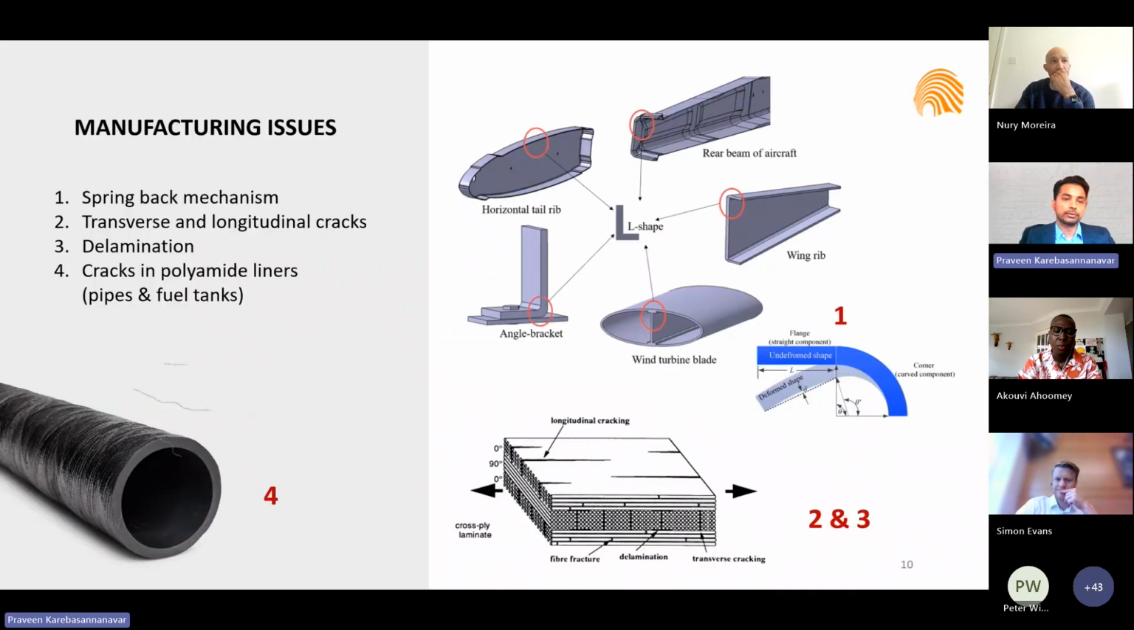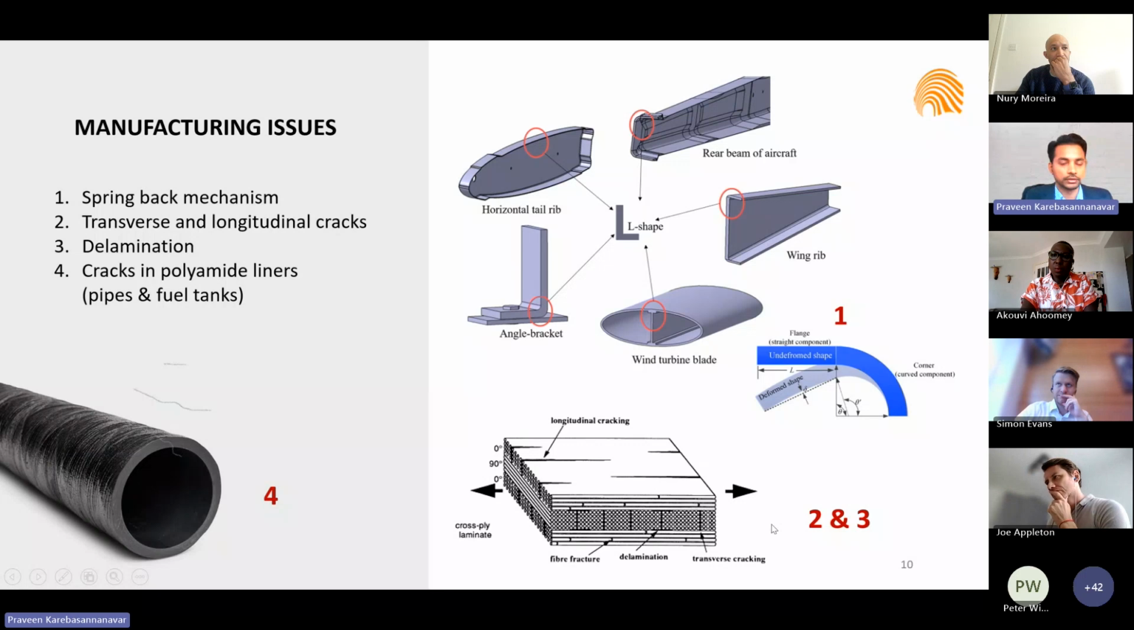So some of the manufacturing issues you can find in composites are the spring back mechanism. You can see it on the top right. When you prepare or manufacture any geometry, it goes out of shape because it contains some kind of residual stress, and these stresses are a major culprit for structural failures. And some other failures are cracks and then delamination, what you see in the second and third, and finally the fourth one, which you can see in pipes as well as pressure vessels.